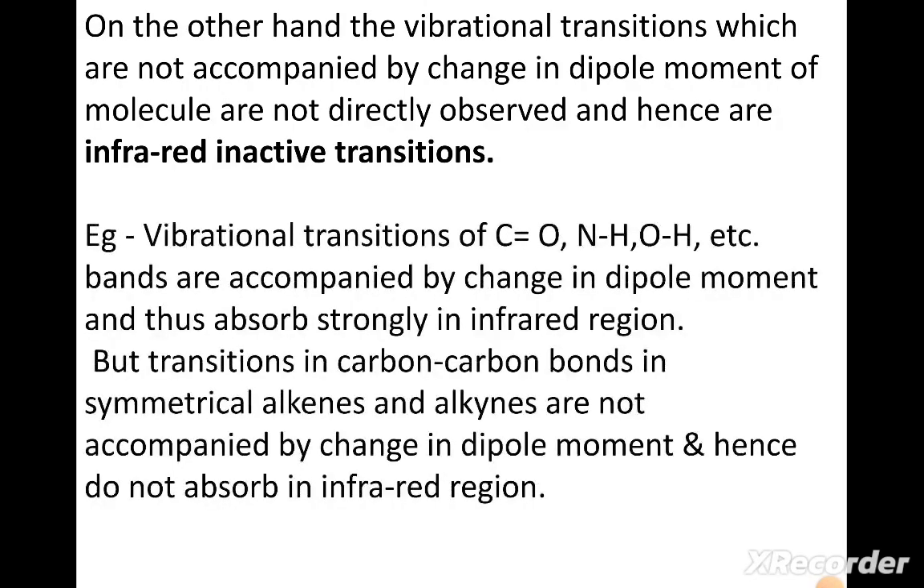Example, vibrational transitions of C double bond O, N-H, O-H, etc. bands are accompanied by change in dipole moment and thus absorb strongly in infrared region, but transitions in carbon-carbon bonds in symmetrical alkenes and alkynes are not accompanied by change in dipole moment and hence do not absorb in infrared region.